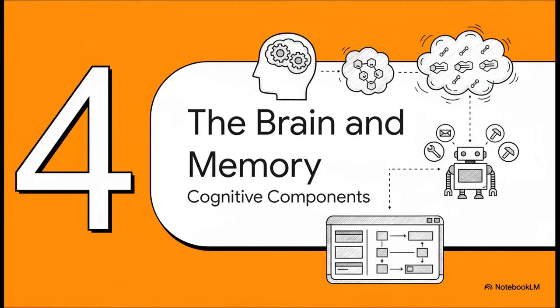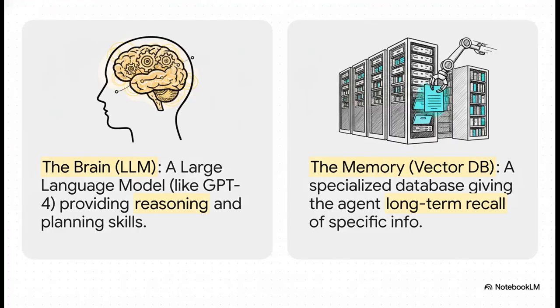Okay, so we've got the body, we've got the tools, but what's the part that makes it, well, intelligent? It really boils down to two key parts, the brain and the memory. So the brain. That's the large language model, your GPT-4, that kind of thing. It's what provides the reasoning, the planning, the language skills. But for specific knowledge, say your company's private documents, it needs a special kind of memory. And that's where something called a vector database comes in.